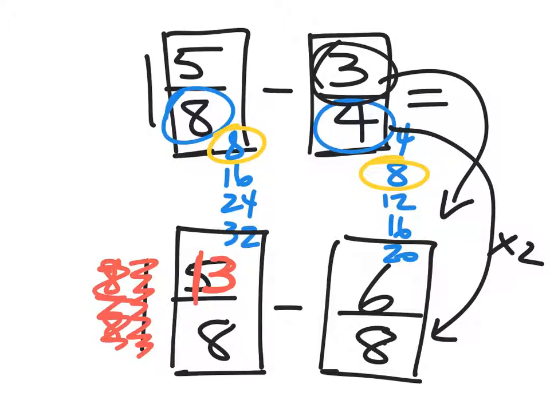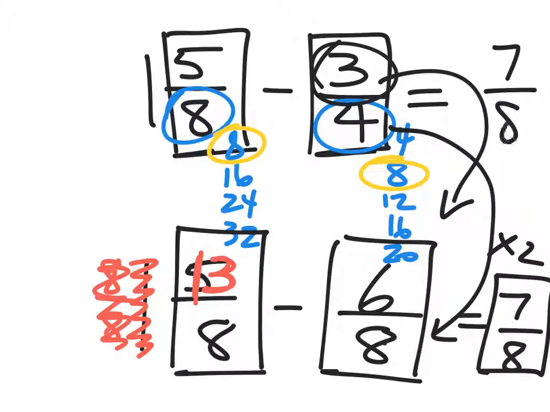13/8. Now I can subtract. 13/8 minus 6/8 gives me 7/8. I know that 1 and 5/8 minus 3/4 is 7/8. I've regrouped whole numbers into fractional parts, borrowing just like I would in subtraction problems.